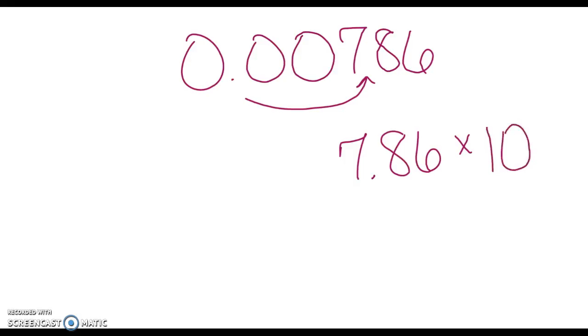So how many times did we move it? We moved it 1, 2, 3 places. So 0.00786 becomes 7.86 times 10 to the negative third.